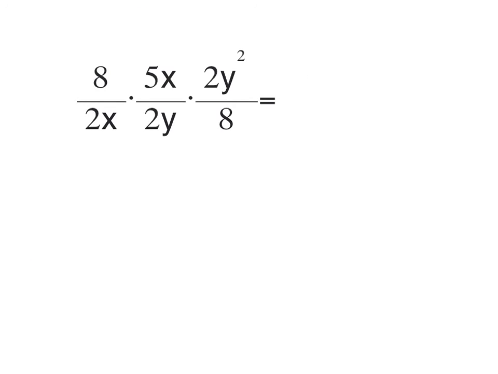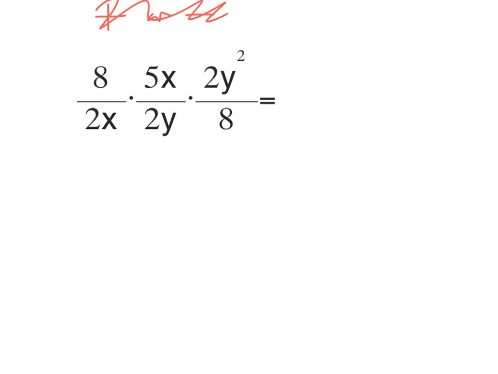When I've got several things multiplied together, the key is that there's no plus or minus involved. Plus and minus are not going on here. This is about when everything is times or divided by together. I could go the long way and go 8 times 5 times 2, which is 80, and x squared y, so I suppose I could do that.